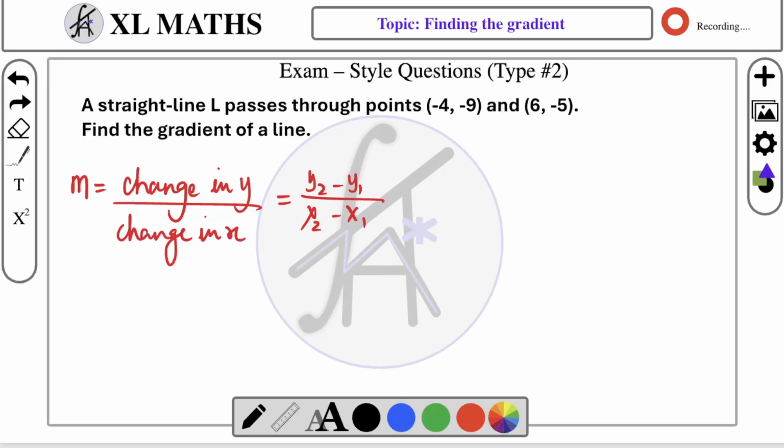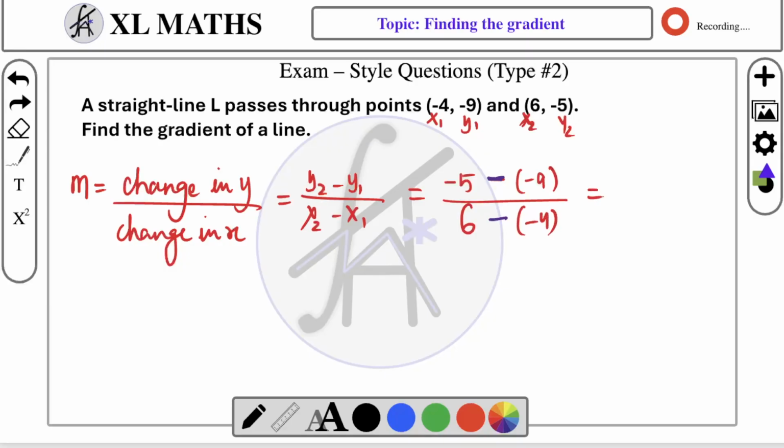Okay, so what we can do, we can just quickly write it down as x1, y1, x2 and y2. Now, what's our y2? y2 is negative 5, minus, because the change means difference, y2 minus y1. What is y1? y1 is minus 9, on the top. x2 is 6, minus, what is x1? Minus 4.